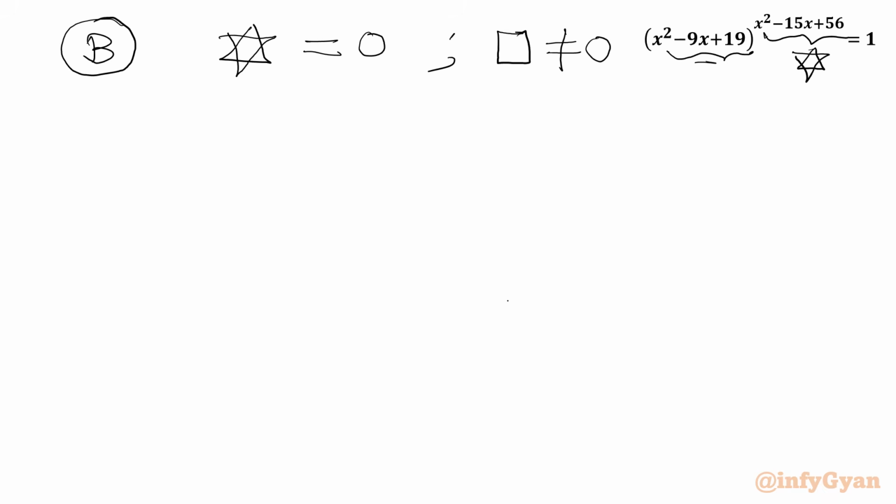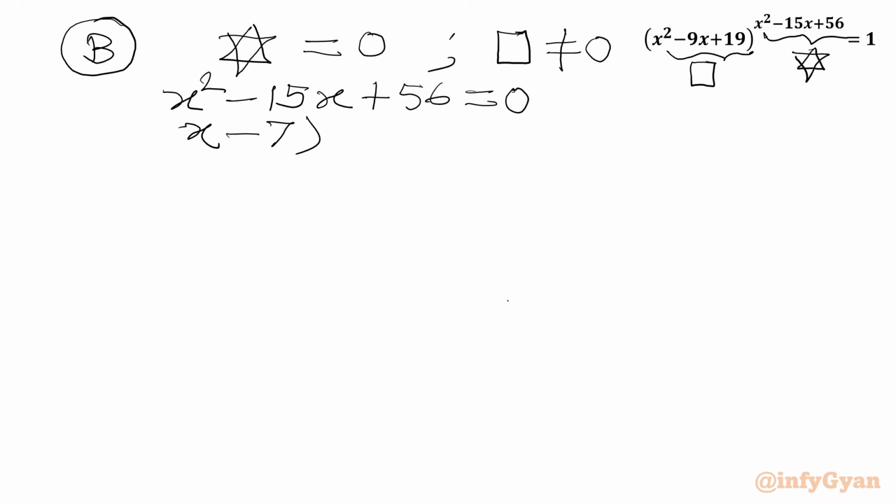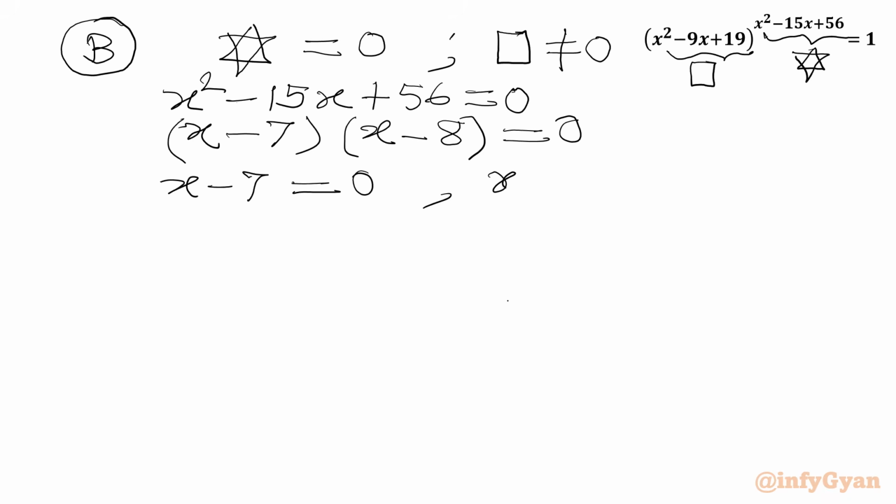Here we have box. So put star equal to 0. We will write x square minus 15x plus 56 equal to 0, which we can factor easily and write (x minus 7) times (x minus 8) equal to 0. Using the product 0 rule, we will write either x minus 7 equal to 0 or x minus 8 equal to 0. So from the equation x minus 7 equal to 0, we will get x equal to 7, and from the second equation we will write x equal to 8.